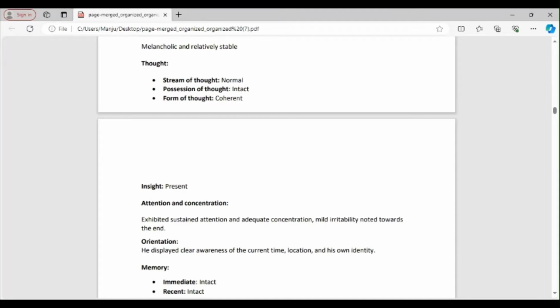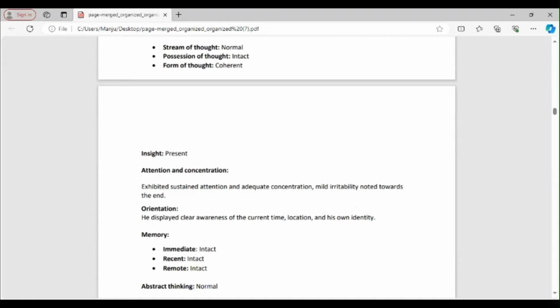Attention and concentration is observed, and in this case, he exhibited sustained attention and adequate concentration. Mild irritability was noted towards the end. Orientation is seen in reference to time, location, and self identity, etc. So, he displayed clear awareness of current time, location, and his own identity.